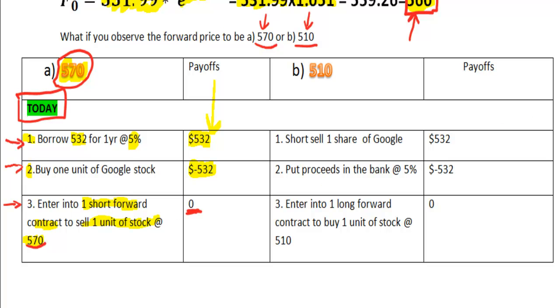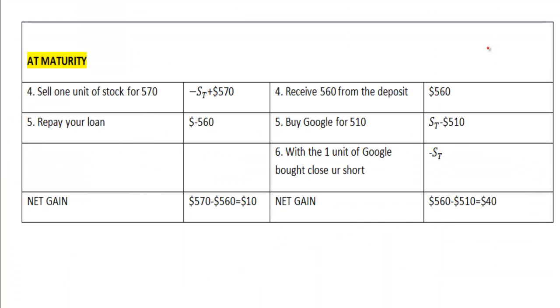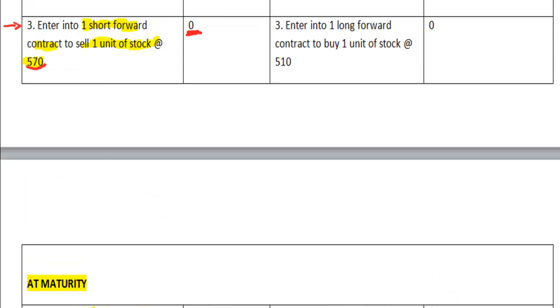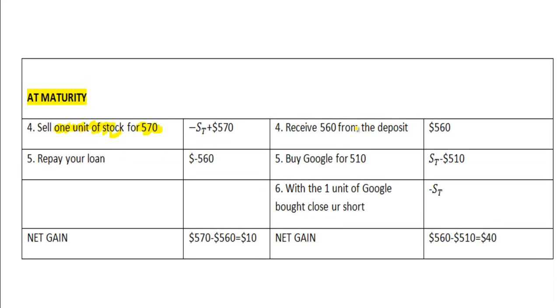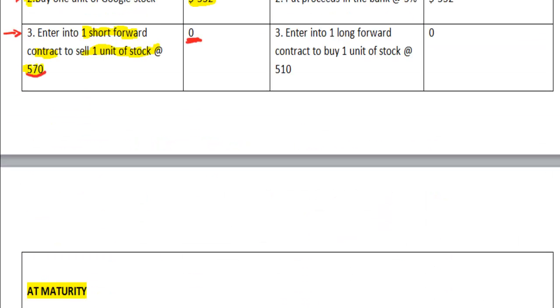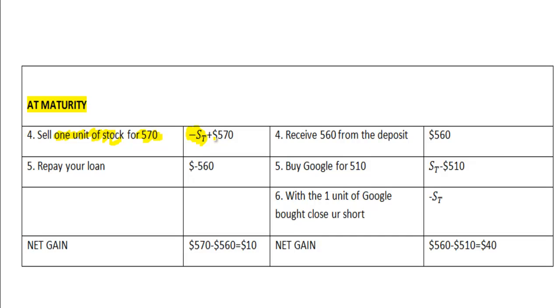Now let's see what we have to do at maturity. At maturity, we will sell 1 unit of stock for 570. You might ask yourself, how am I going to sell this 1 unit of stock? Well, I just need to remind you that in point 2 we purchased 1 unit of stock. So at maturity, we'll definitely have 1 unit of stock. Strictly speaking, we don't know how much we can actually sell this stock for, but for us it doesn't matter. We purchased this stock 1 year ago, and today at maturity we sell it.